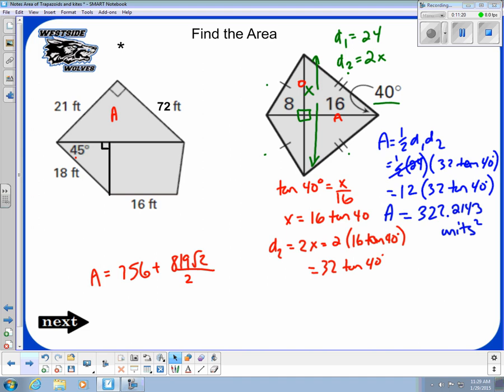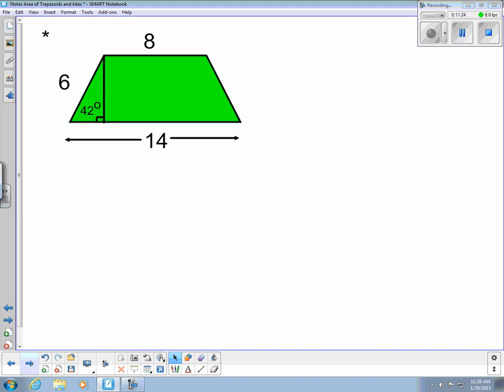If not, we'll put you into a separate group during the notes when we get to class to go over that. All right, so this is a problem that I want you to do. It has a star by it. Notice the 42 degrees in there. You're going to have trig in there. You're missing the height. You need to find that before you can do the area of the trapezoid. So pause the video, work this problem, and turn the video on when you're ready to check your answer.